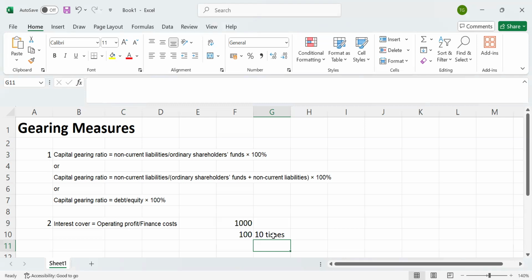So interest cover is always expressed in terms of times, while the capital gearing ratio is always expressed in percentage terms. Now with this, we are done with the gearing measures. In the next video, we are going to talk about the last topic, which is the resource utilization measures.